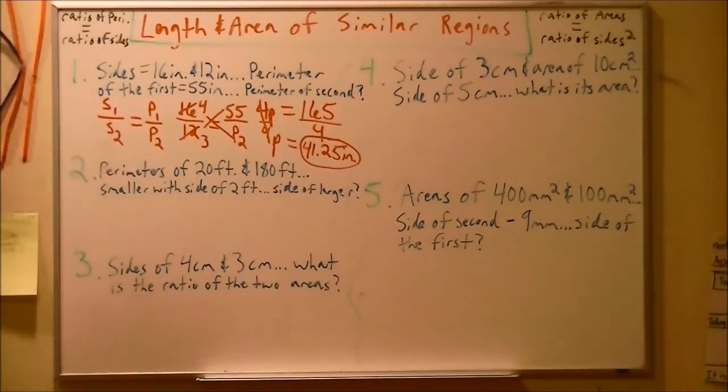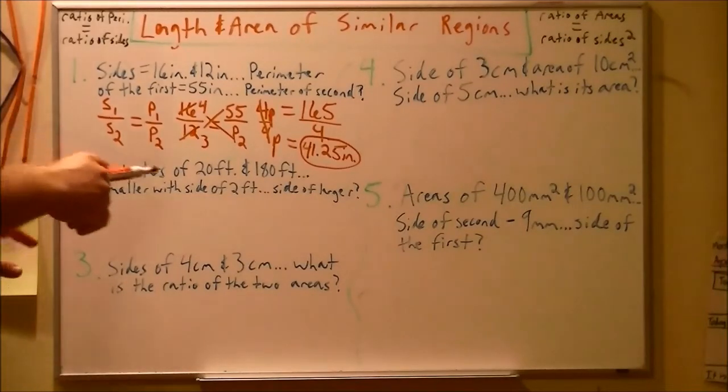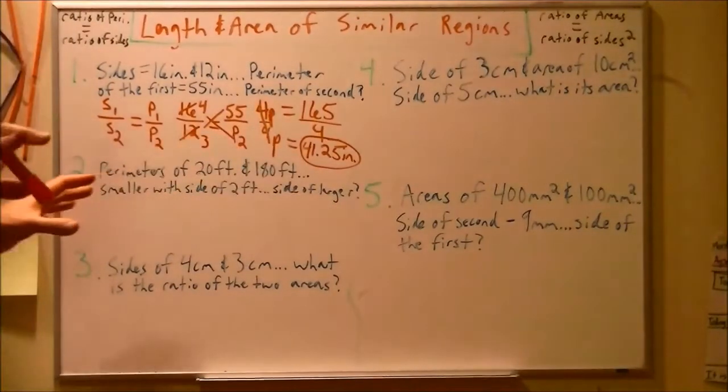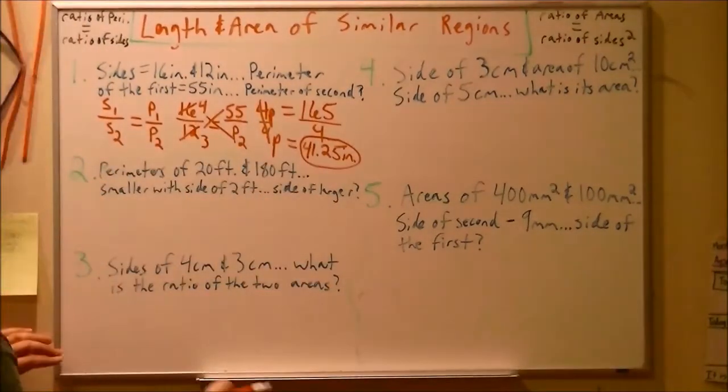So here's the information that I have. We have perimeters of 20 feet and 180 feet. The smaller has a side of 2 feet. What's the side that is missing? We haven't been told of the larger. Now don't get confused before we get started. This is simple, easy as pie, guys.